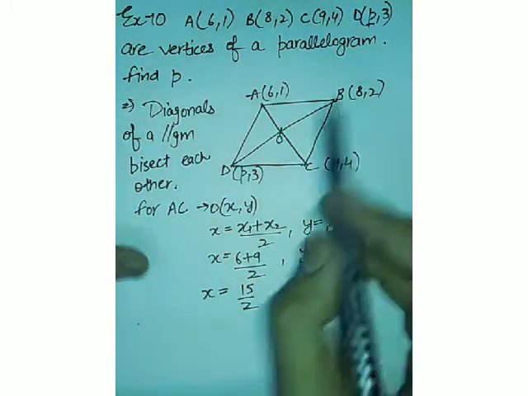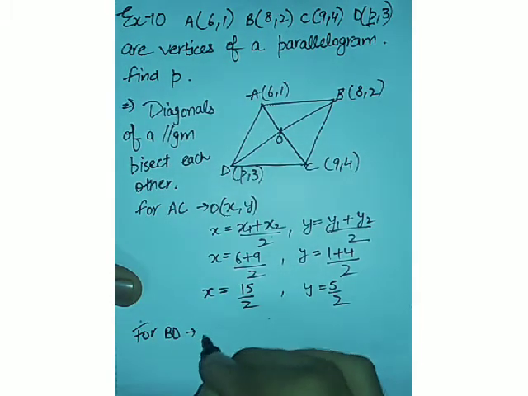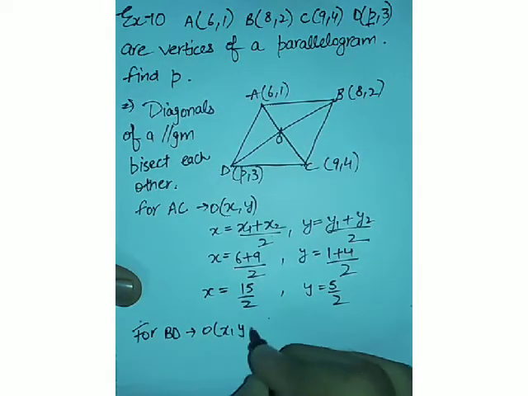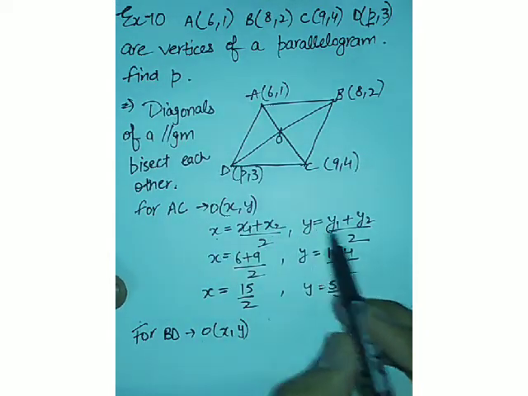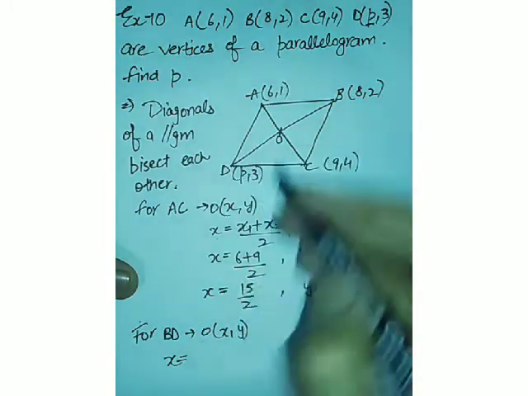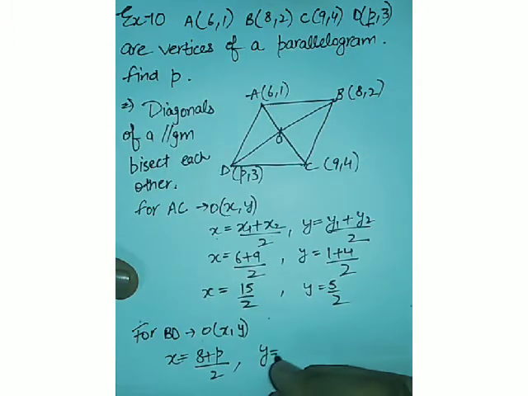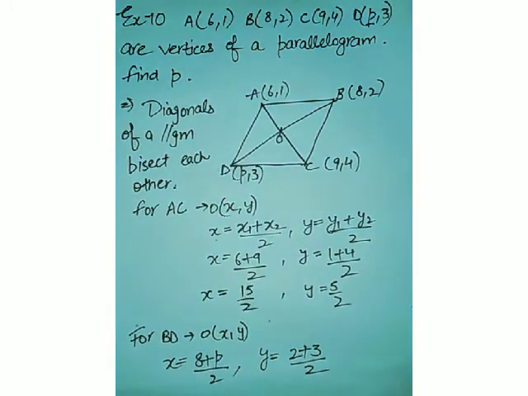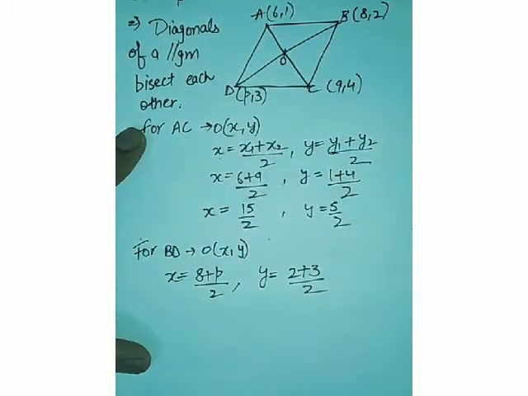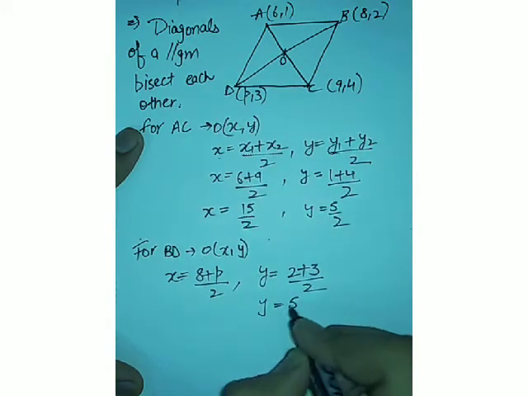Let's find the same for BD. For BD, again let O be equal to XY. Again x will be equal to this and y will be equal to this. So we will be finding it directly. X is equal to 8 plus P upon 2. Y is equal to 2 plus 3 upon 2. Alright. Now we have found x and y. What will be y? That will be 5 upon 2.